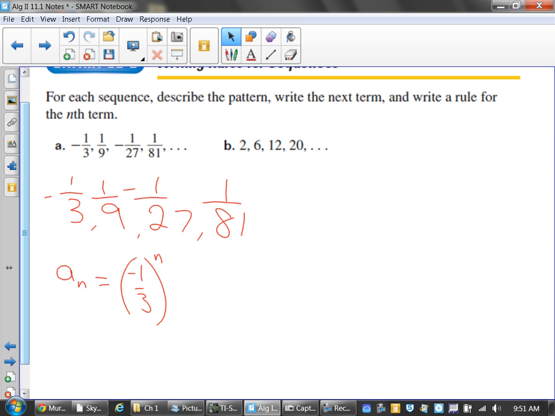And it's okay if you don't pick up on it right away. They're not the most obvious sometimes. They don't wind up being as clean as we would like them to be. Now, 2 is the first term, right? 6 is the second term. 12 is the third term.